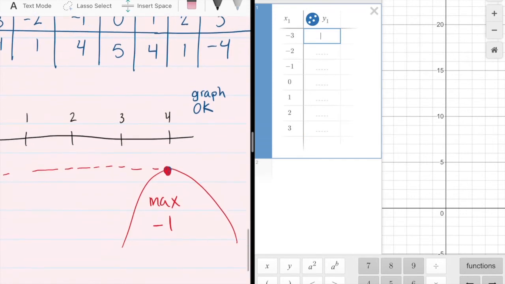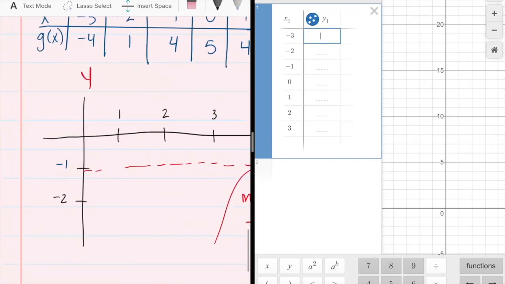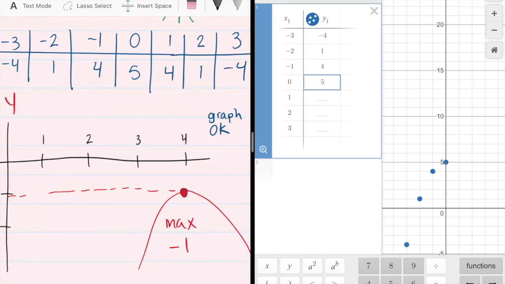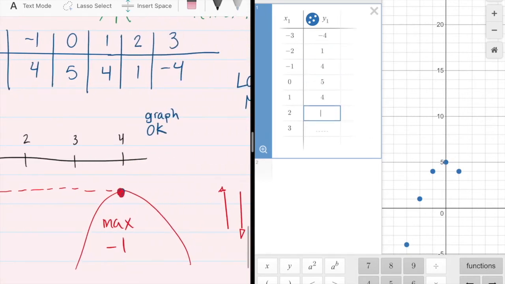Now, if we go on the y, remember the y is always your output. g of x is the output. So let's go with -4. Let's keep going with a 1. Let's go with a 4. Let's go with a 5, a 4, a 1, and finally a -4.